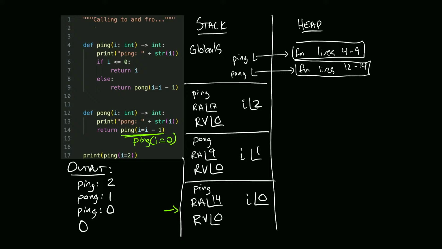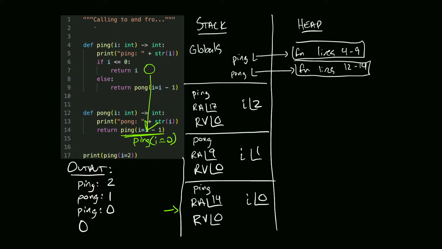But notice, when we returned 0 from here back to the call that led it there, this effectively became return 0, because ping I is 0 evaluated to 0. That's what we learned with the last frame. And so now we reached line 14 here. The evaluation of ping I is 0 is 0 itself, so we're going to return that 0 back to where we came from, which was line 9.